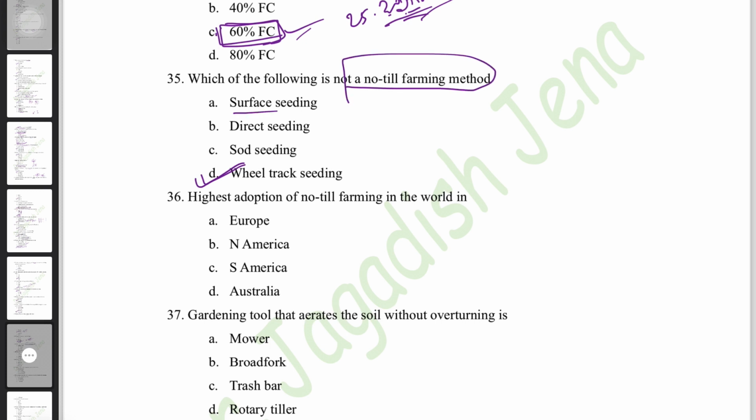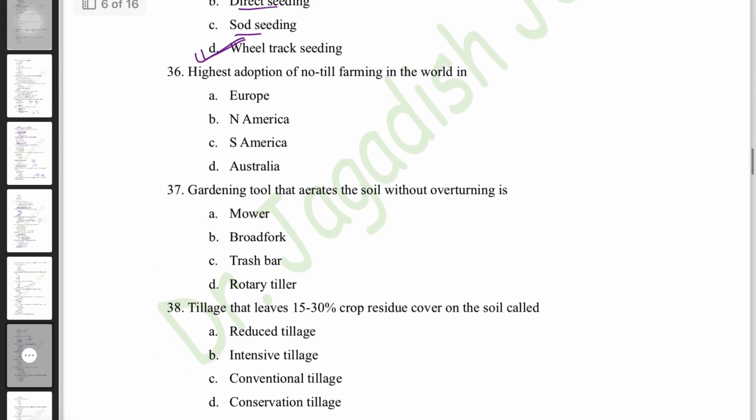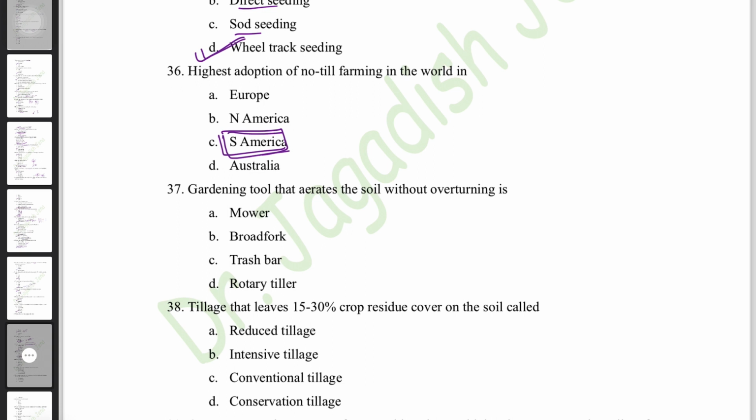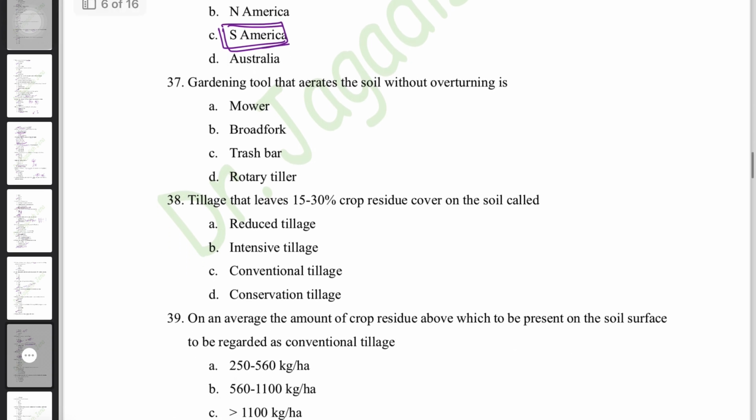Surface seeding is a no-till farming method. Direct seeding is also no-till farming. Strip seeding is also a no-till farming method. Wheel track seeding means the tillage is done by the wheels, so you cannot say it is a no-till farming method. The highest adoption of no-till farming in the world is in South America, mostly Brazil and Argentina, which follow the no-till farming method.